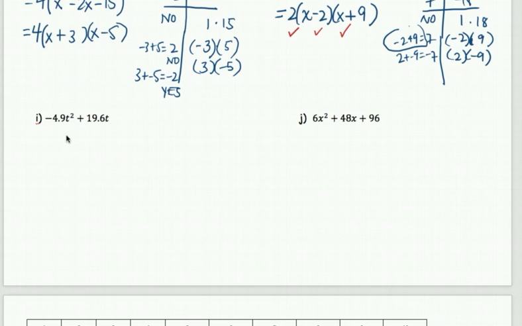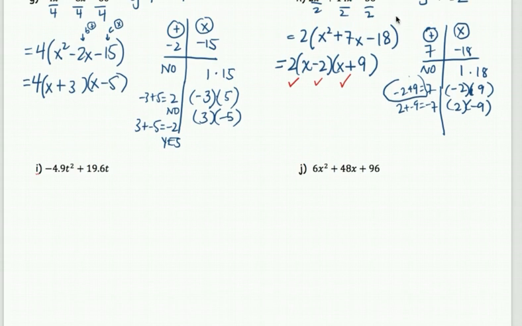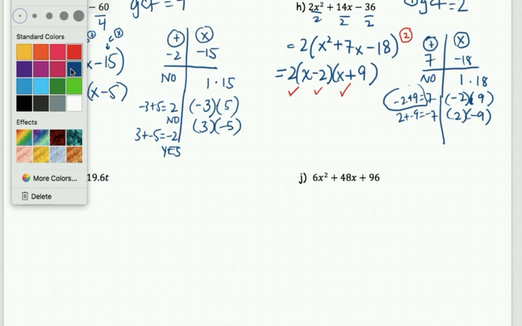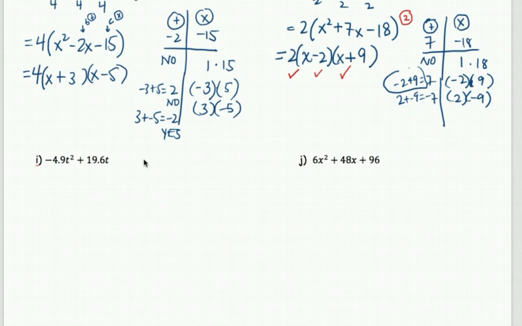Okay, so remember step 1 is your GCF. Step 2 here is your table, you're adding a multiplying table, okay? All right, so let's go to I here. So now we have a decimal.